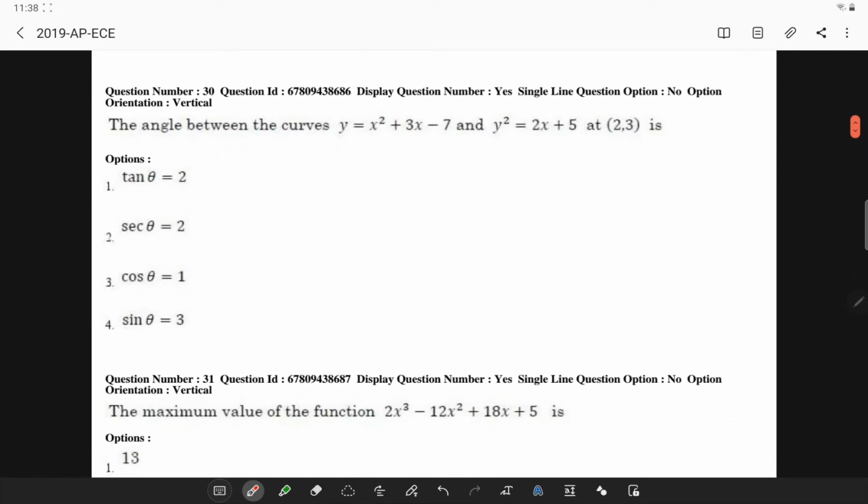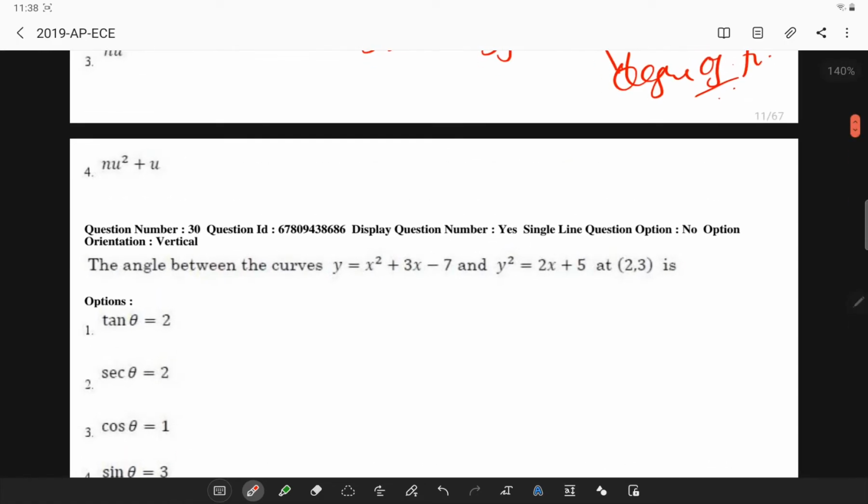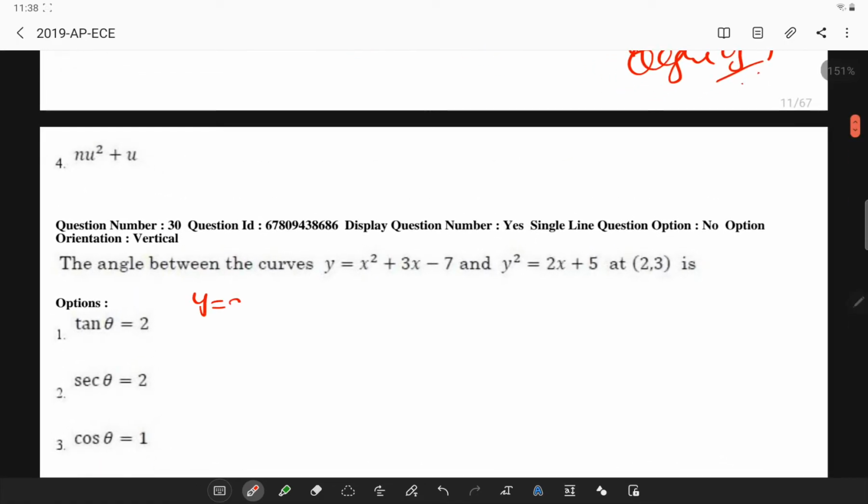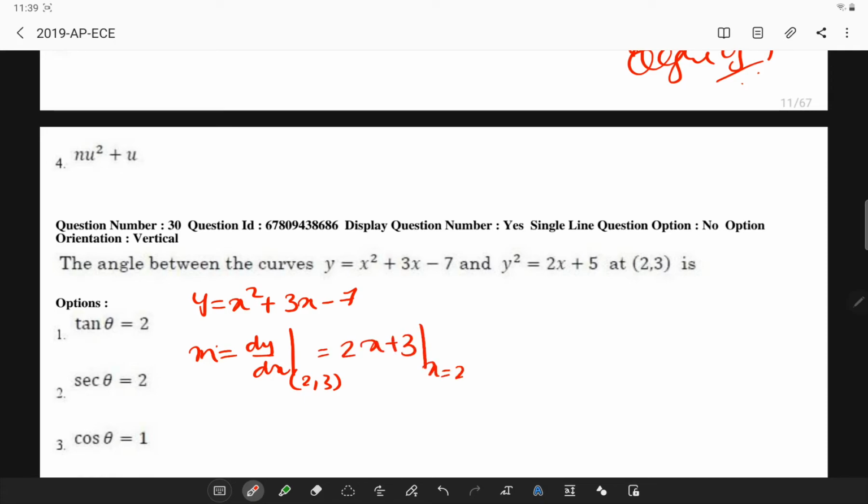So the next question, again angle between curves. So here the first curve is y is equal to x square plus 3x minus 7. So slope is nothing but dy by dx at that particular point 2 comma 3. So here I will be having 2x plus 3 at x is equal to 2, y is equal to 3, which means I will get the slope of the first curve as 2 into 2 plus 3, which means m1 is equal to 7.